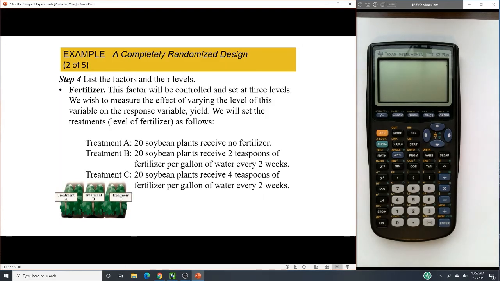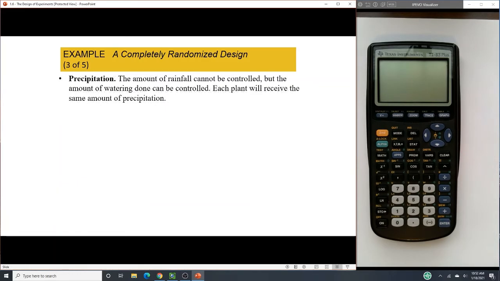All right, so we predetermined that treatment A was going to get no fertilizer, treatment B is going to get 2 teaspoons every 2 weeks, and C is going to get 4 teaspoons of fertilizer every 2 weeks. Now the other thing is precipitation. Rainfall cannot be controlled, but the amount of watering can be. So each plant will receive the same amount of precipitation.